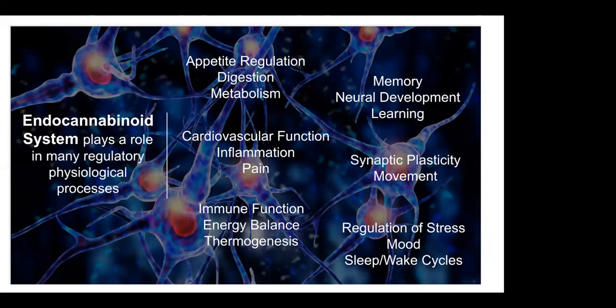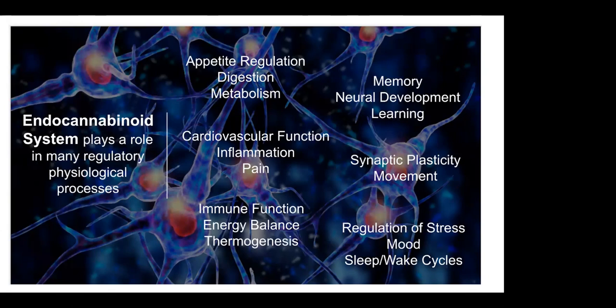Now, when we look at how CBD and the other cannabinoids that the plant makes, like THC, CBN, CBC and CBG, it's really important to understand that these cannabinoids work in our body through the endocannabinoid system. This is a system that every single person in the world has. This system plays a major role in regulating the physiological processes in our body. It regulates and modulates appetite regulation, digestion, and metabolism.